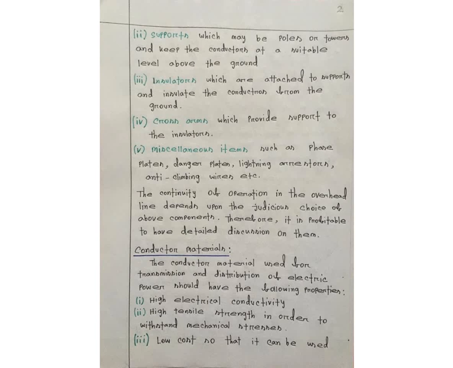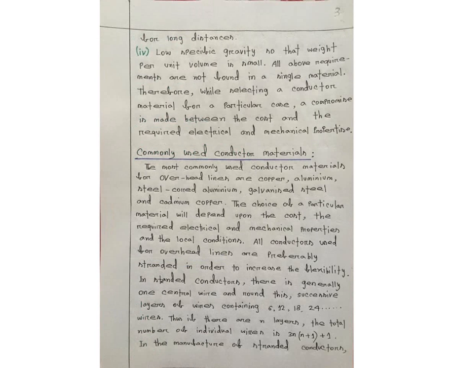And conductor materials. The conductor material used for transmission and distribution of electrical power should have the following properties: high electrical conductivity, high tensile strength in order to withstand mechanical stresses, low cost, so that it can be used for long distances, low specific gravity so that weight per unit volume is small.